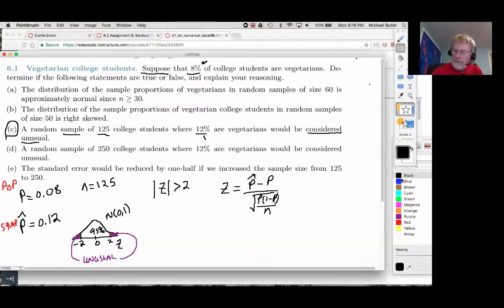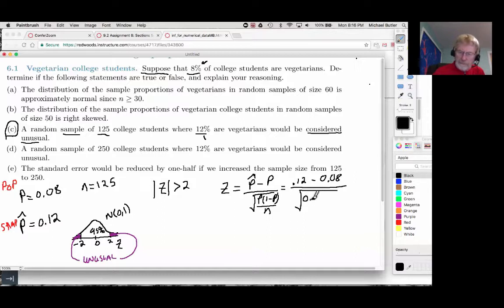All right, so we need to go in now and just fill in the blanks, okay? Put in all the proper numbers. So p hat here, what is our p hat? That's 0.12. Our p is 0.08. That's all up in the numerator. And then down here in the denominator, we've got the square root of p times 1 minus p over n. Well, again, the p is 0.08 times, well, 1 minus p would be about 0.92.